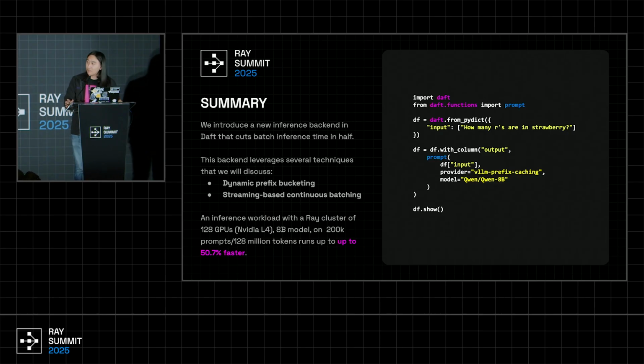And if you want to try it out, all of the stuff that I'm going to talk about today is already released within Daft. Here's an example script of how you can run it. The functionality is provided via the prompt function that you can import from daft.functions. Then you can give it an input column, as well as the provider, which is the vLLM prefix caching provider, and a model to run on that column.